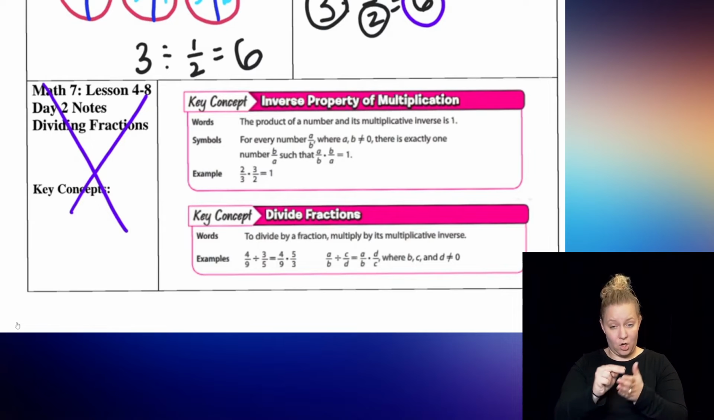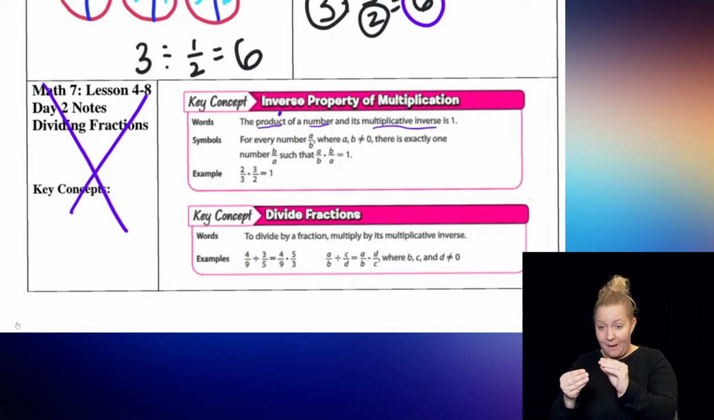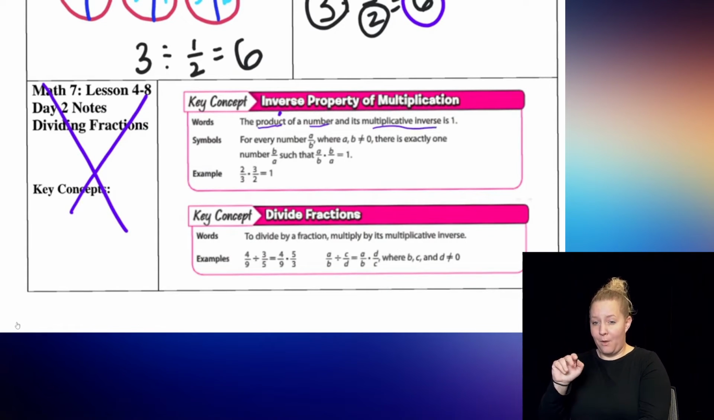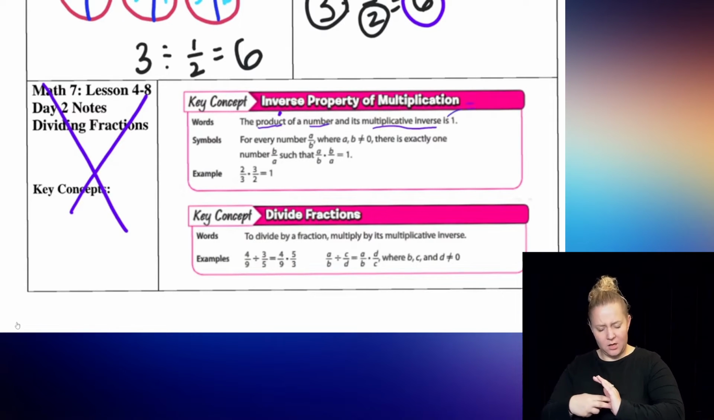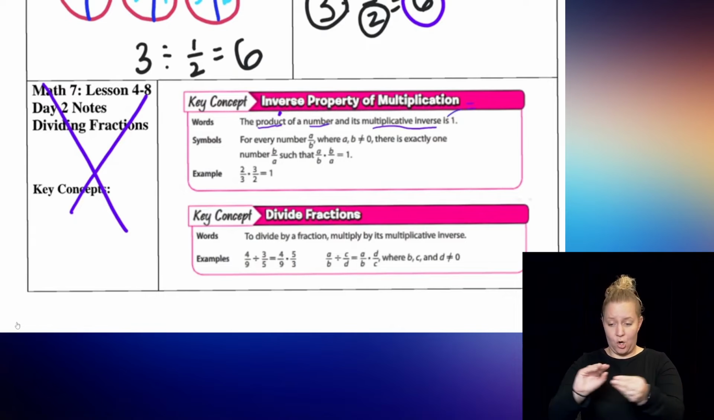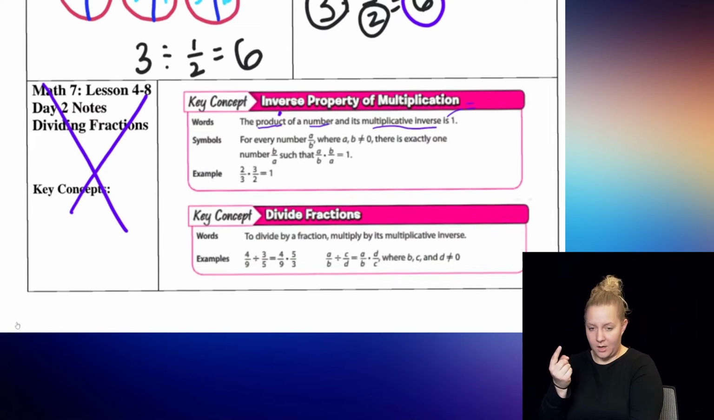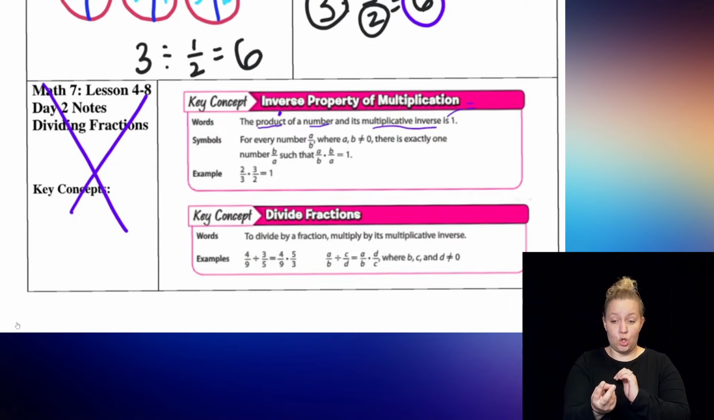So the first one is the inverse property of multiplication. And what it means in words is that the product of a number and its multiplicative inverse is 1. So product, let's kind of dissect what that means. Product, we know, means to multiply, of a number and its multiplicative inverse. Well, obviously we need to know what multiplicative inverse means, right? So I'm multiplying 2 things together, and I know that the answer is 1.